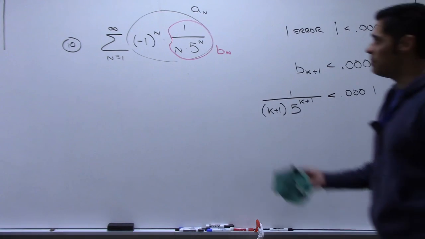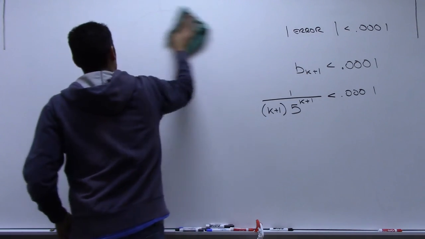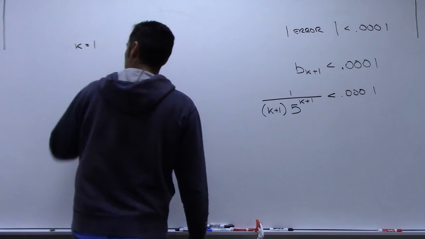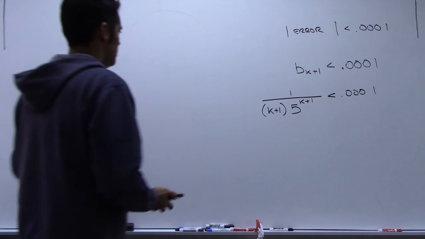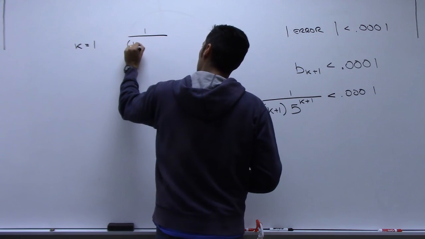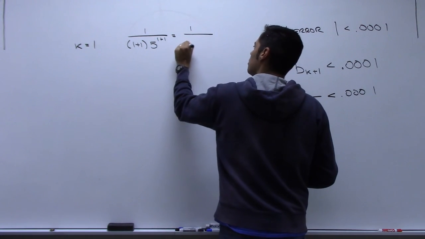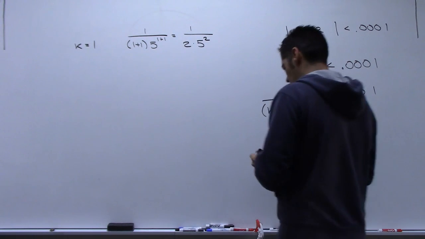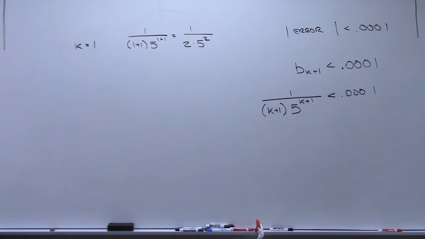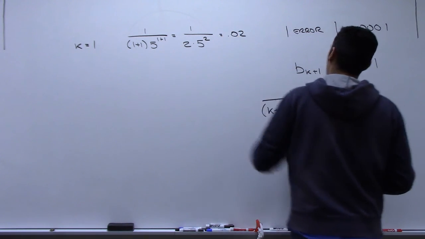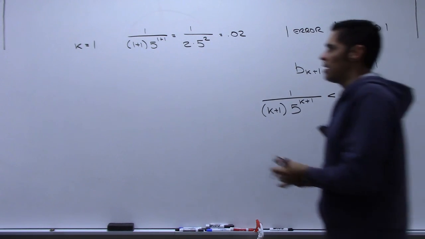And now, again, I'll try some different values of k. So for k equals 1, I'm going to get out my calculator. I'm computing 1 over 1 plus 1, 5 to the 1 plus 1, which is 1 over 2 times 5 squared. So let's see what this is. That's 1/50th. Duh. This is 0.02, and that is not less than this. So I try k as 2.